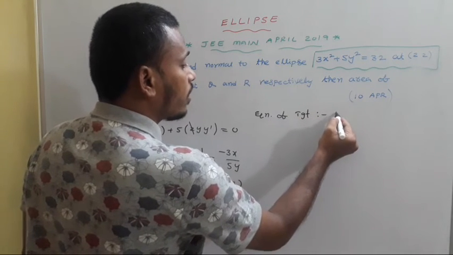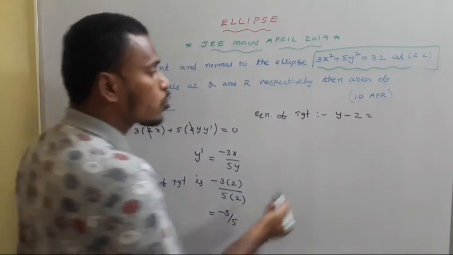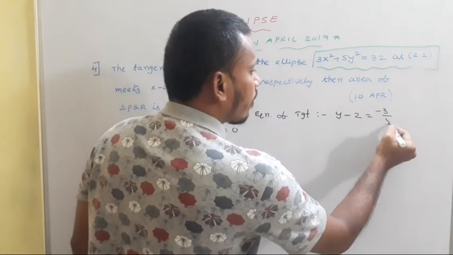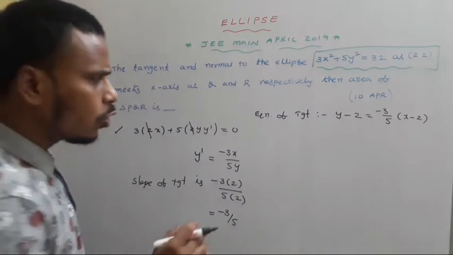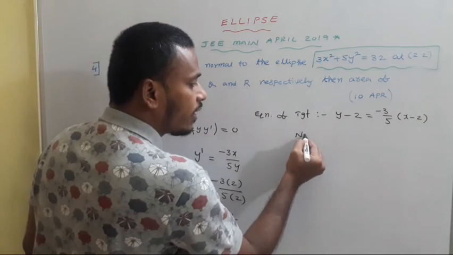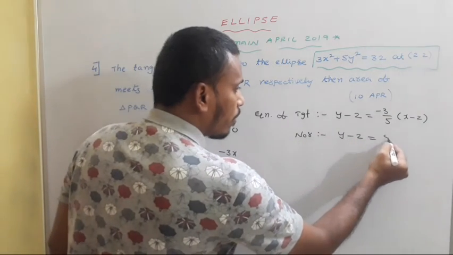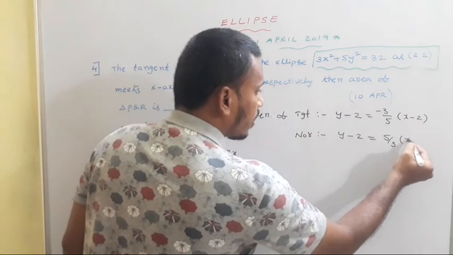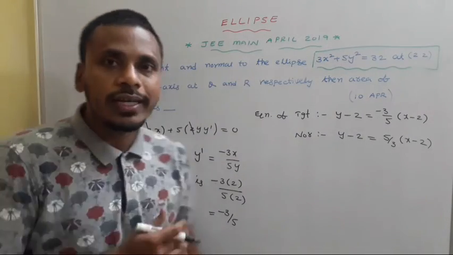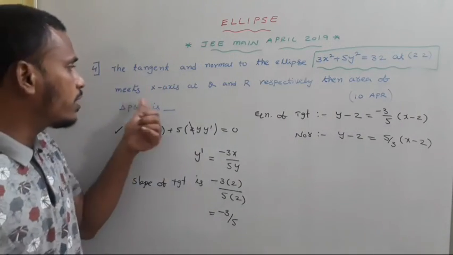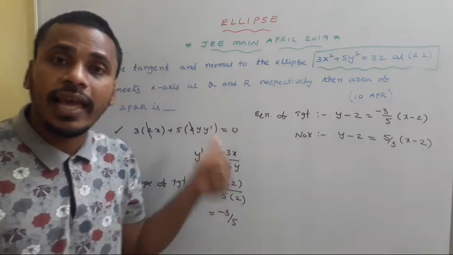Now what is the equation of tangent? y minus y1, the point is 2, equals slope minus 3 by 5 into x minus 2. This is the equation of tangent. Don't go for simplification. Then equation of normal: y minus 2, the point is the same but the slope is different, 5 by 3 into x minus 2. This is the equation of normal. Actually we don't need the equations of tangent and normal, we just need the points Q and R where the tangent and normal intersect the x-axis.